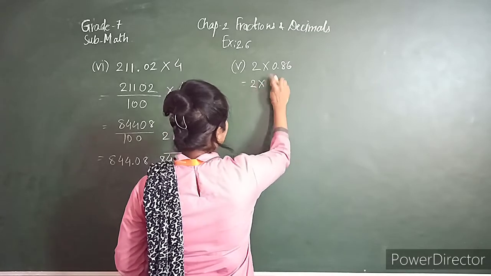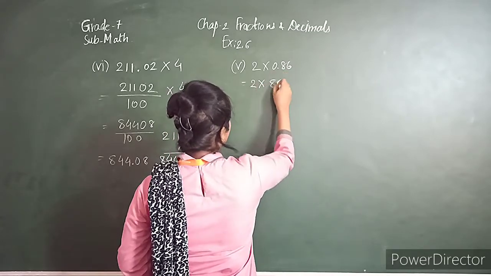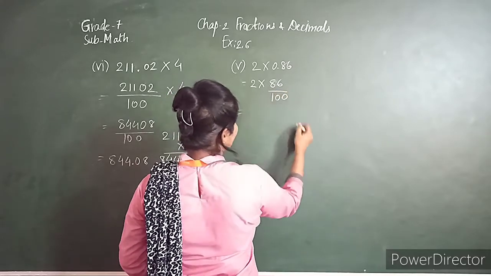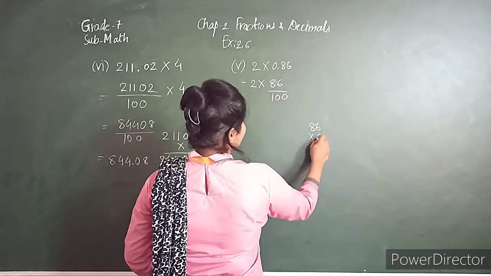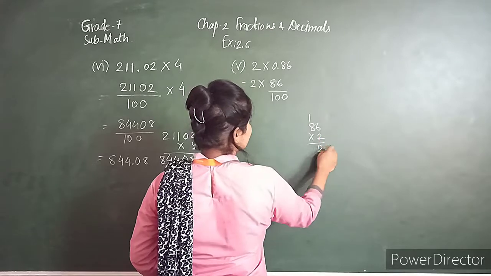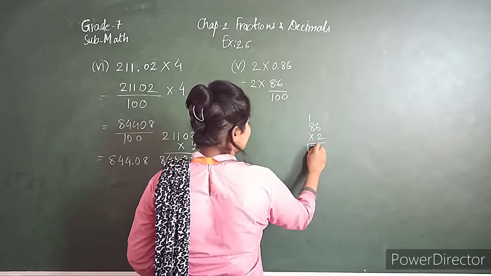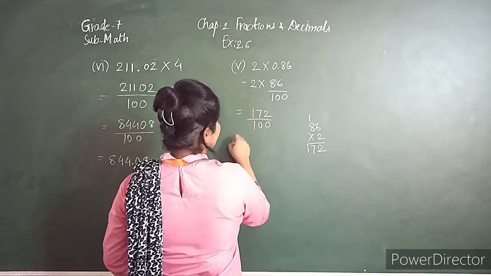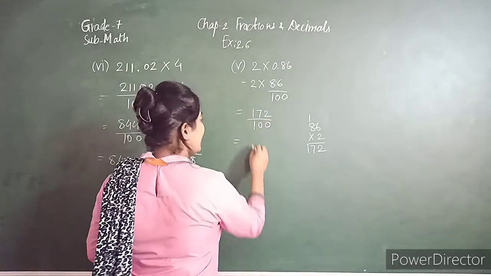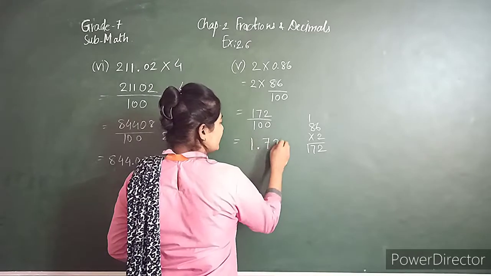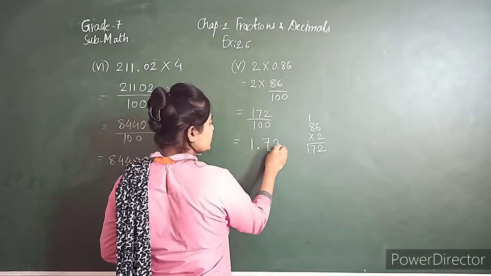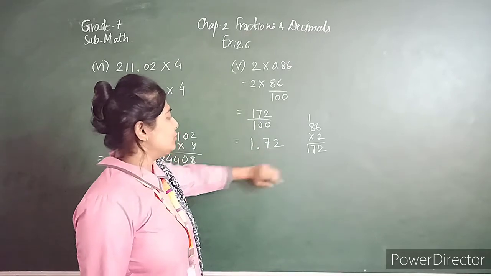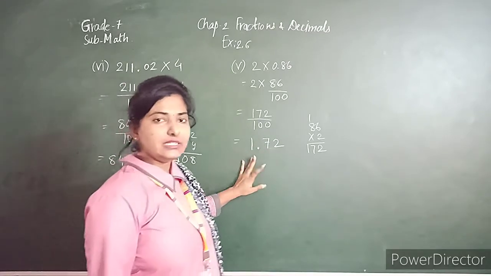Now fifth number, 2 into 0.86. If we remove this point, here 86 upon 100. We have to multiply 2 with 86. So 6 2s are 12, 8 2s are 16 plus 1, 17. So it is 172 upon 100. In 100 two zeros are there, so we put the point before two numbers, counting from the backward side, 1, 2 and here the point. So our answer is 1.72.